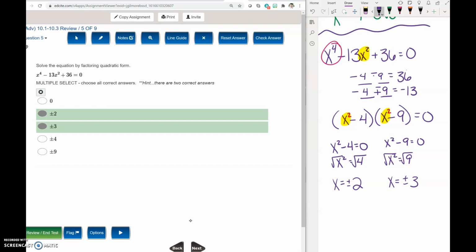If I wanted to make this more difficult, I would have put 0, 2, 3, 4, 9, negative 2, negative 3, negative 4, negative 9, but I guess I decided to go a little bit easy on you with those answer choices.